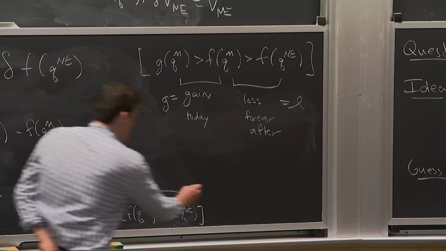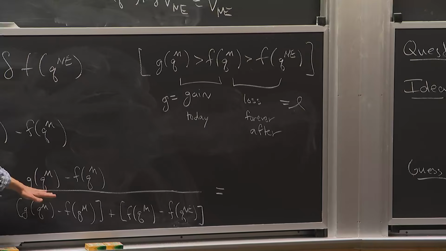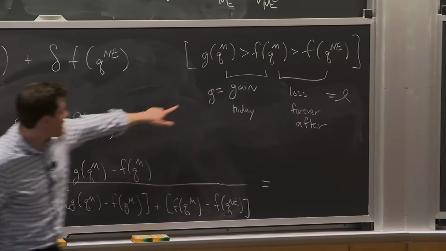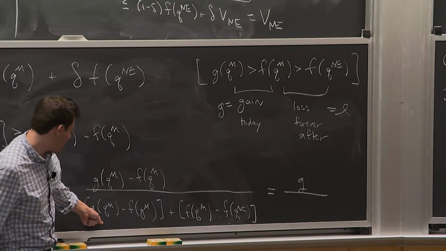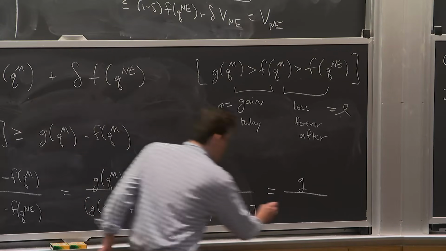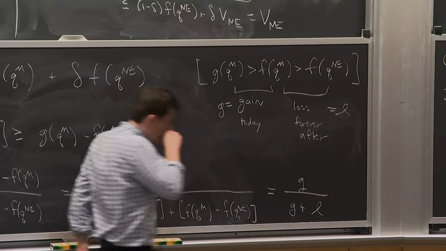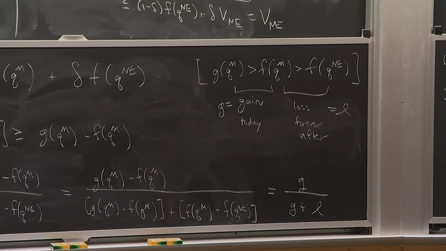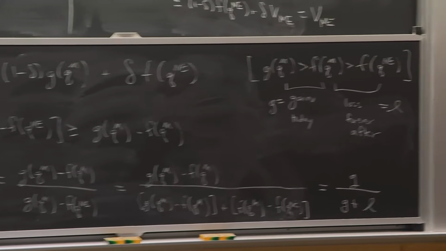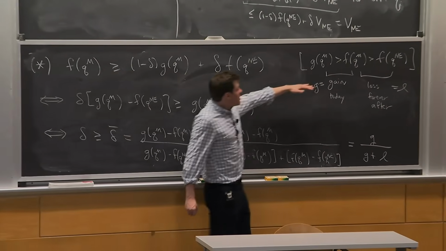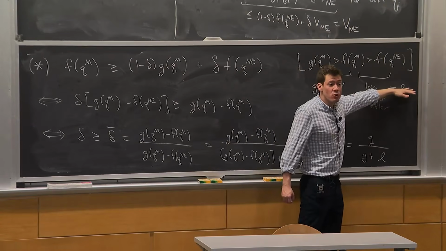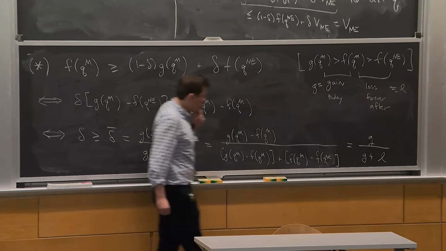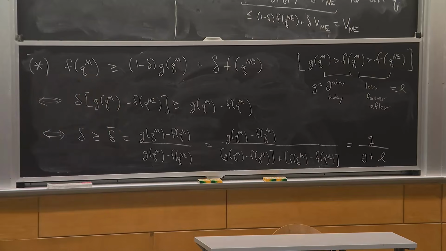And it turns out, if you just look at the algebra I've done here, G of QM minus f of QM, that's exactly the gain. So we get G over here. And at the bottom, we exactly have the gain plus the loss. And this is kind of a general formula that says, what's the requirement on delta? It has to be large enough, roughly, that the potential one-period gain I get is offset by the eventual loss I experience. So let's make sure we understand how this varies with G and L.